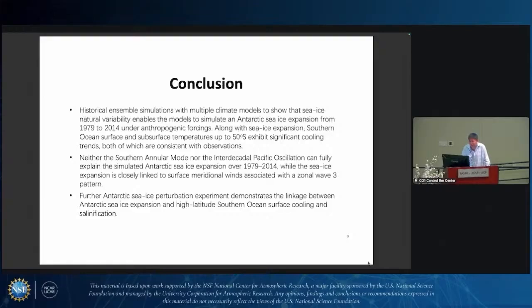On the other hand, and I skipped the mechanism, but I have this in the backup slides, neither the Southern Annular Mode nor the IPO, Interdecadal Pacific Oscillation, can fully explain the simulated Antarctic sea ice expansion. However, if we look at the expansion, it's closely related to the surface meridional winds associated with the zonal wave 3 pattern. And further, Antarctic sea ice perturbation experiments demonstrate the linkage between the Antarctic sea ice expansion and the high latitude Southern Ocean surface cooling and stratification.